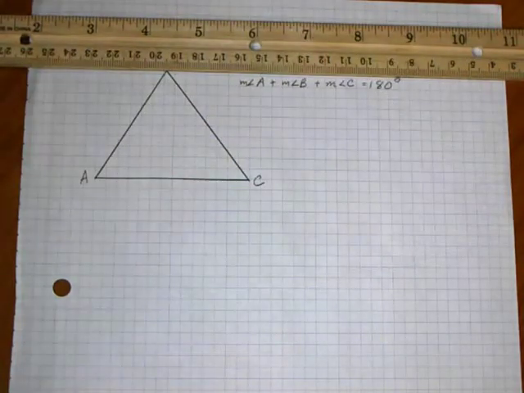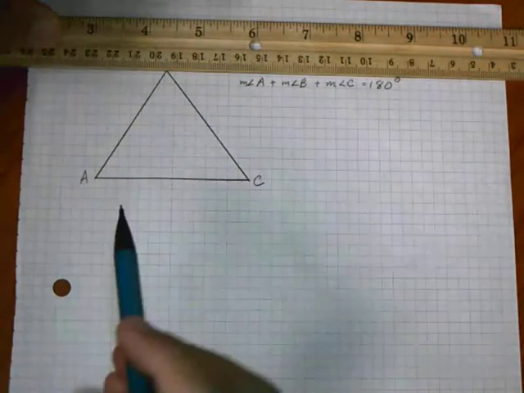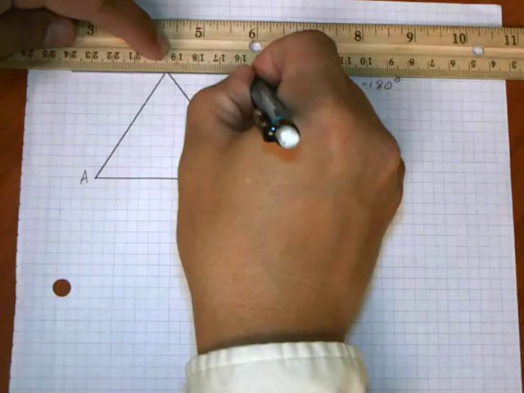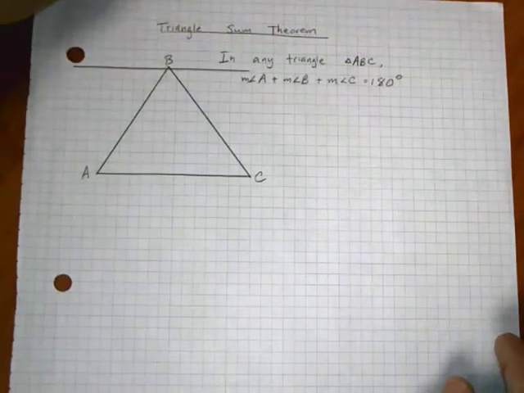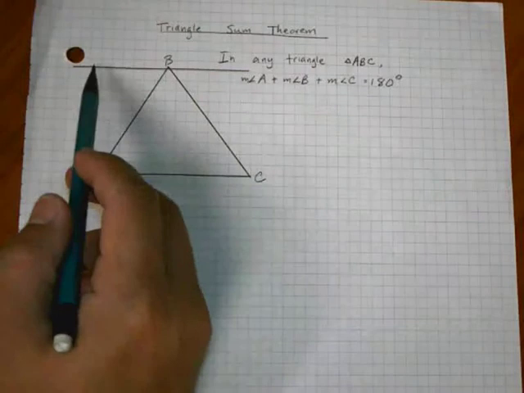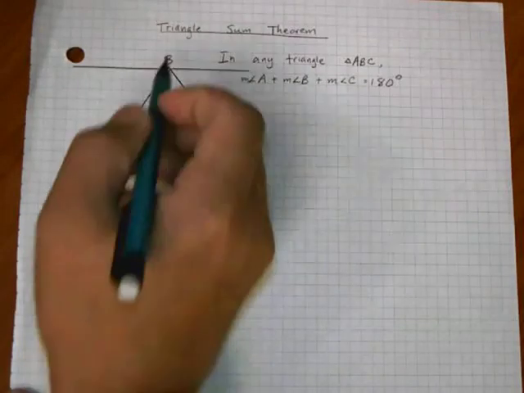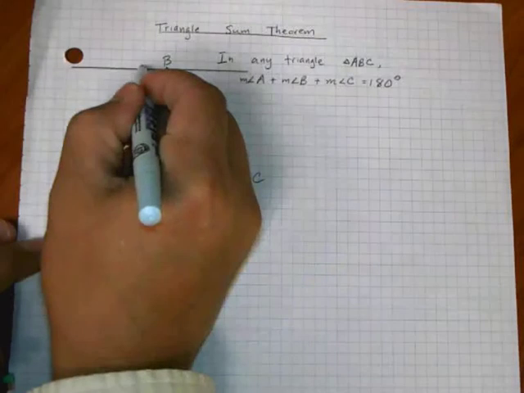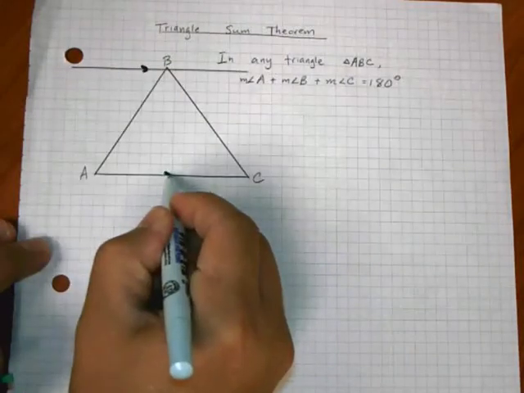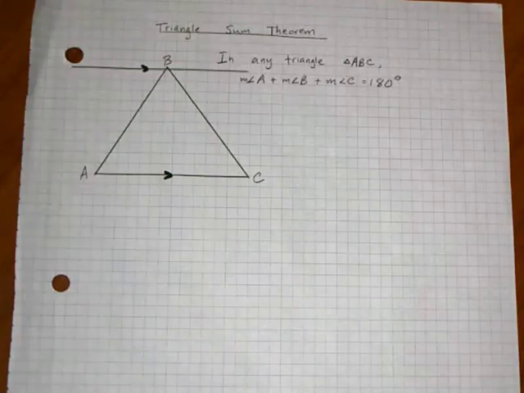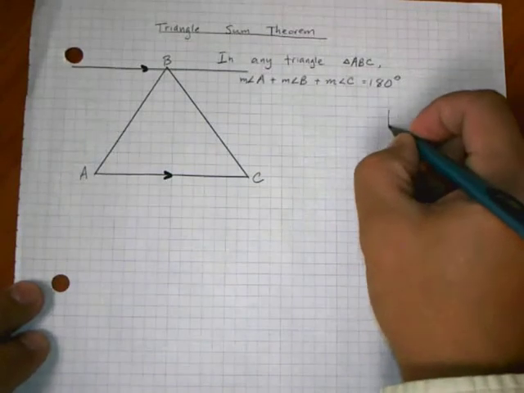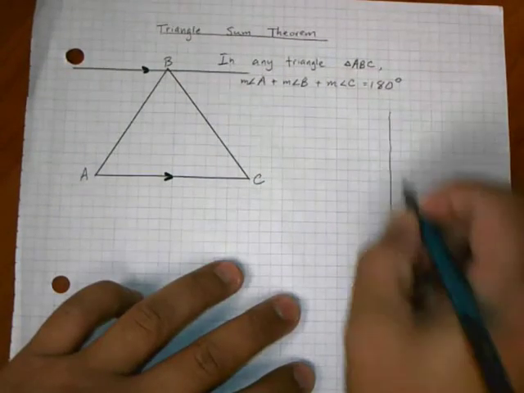But I'm going to use that same idea of having this straight line at the top. The first thing that I'm going to do is draw a line through B that's parallel to AC. I have this line here going through B that's parallel to AC, and let me just mark this to show that it's parallel. And let's go with our traditional statement and reason proof for this one.